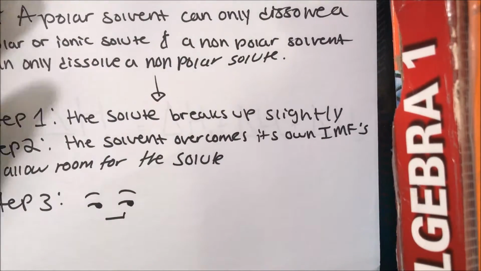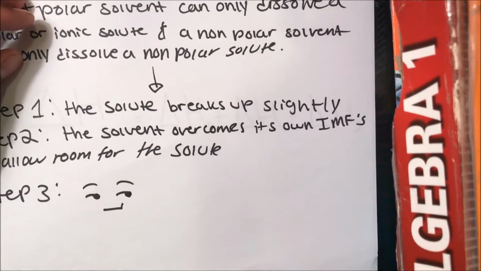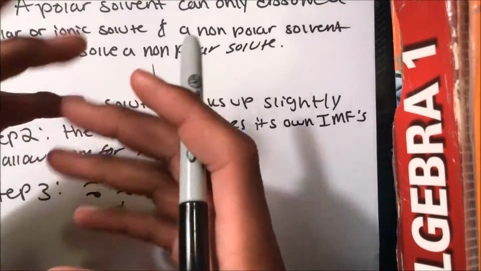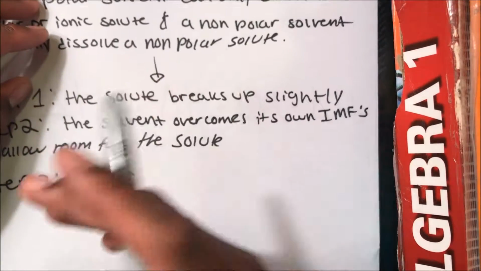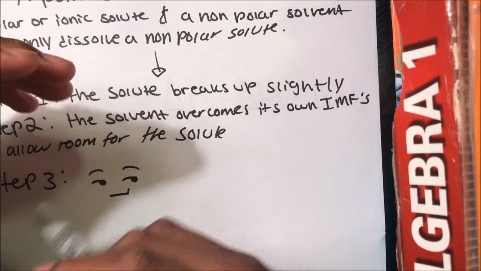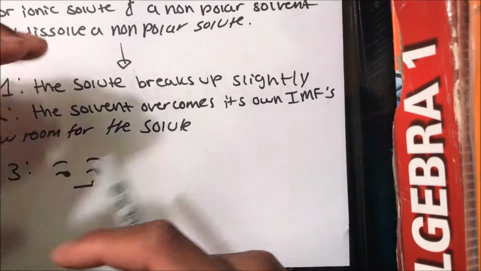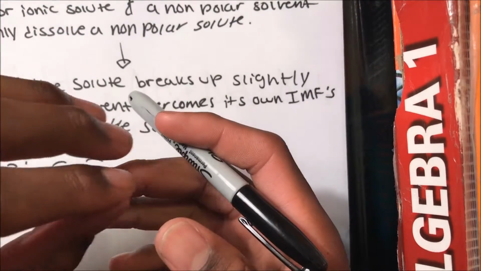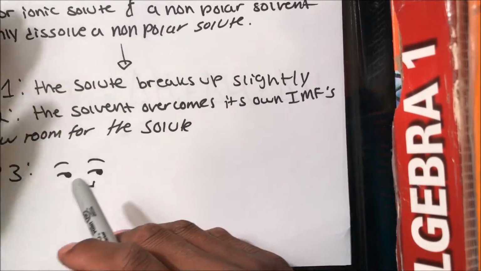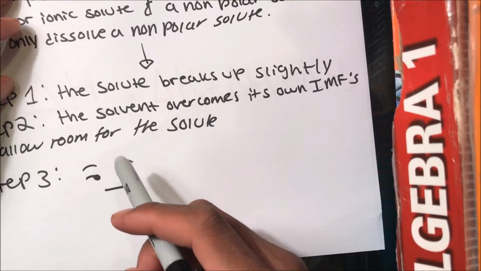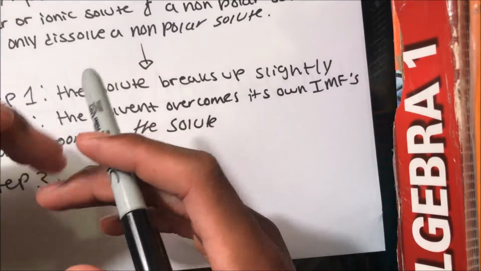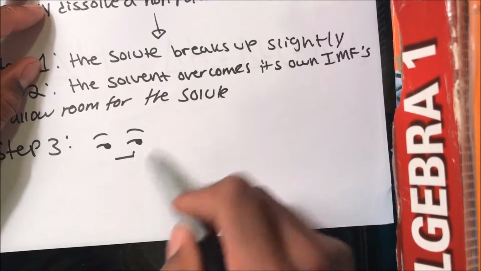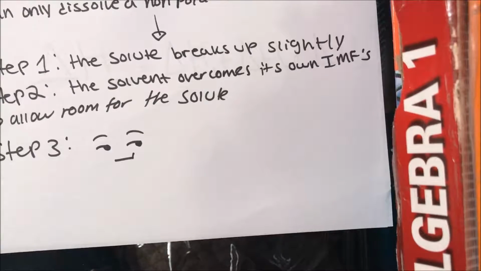So a solution forms in 3 steps. Initially, the solute breaks up slightly, so it goes from a big collective into smaller parts. Second, the solvent overcomes its own intermolecular forces. That's the things that hold the molecules together, the interactions between the molecules of what's dissolving the solute, to allow room for the solute to actually come in between it so that you can have a reaction. Third, you should probably know what that means, you get together and you form something new.